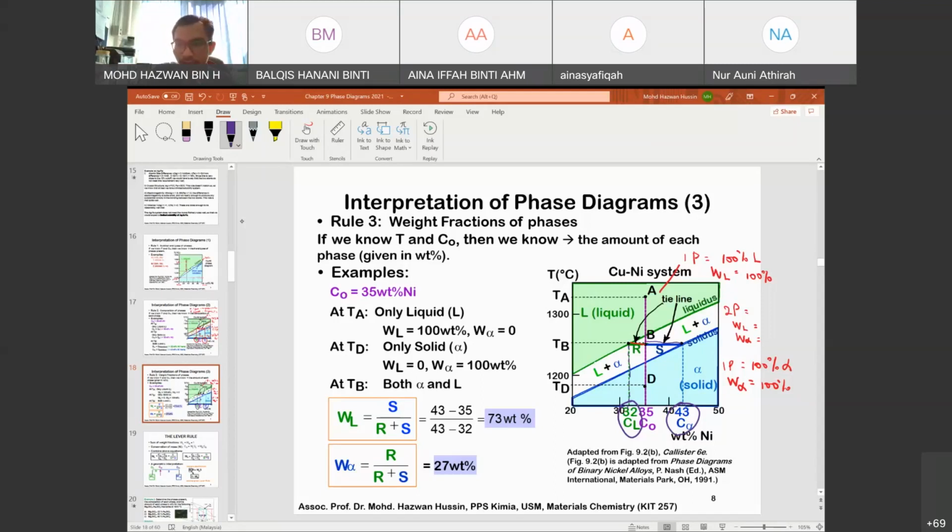So what to do next? Next, we are going to apply this formula. This formula is named as the lever rule. Lever, in Malay, means baji. Fraction. Right. So let's say you want to calculate the weight fractions of liquid.